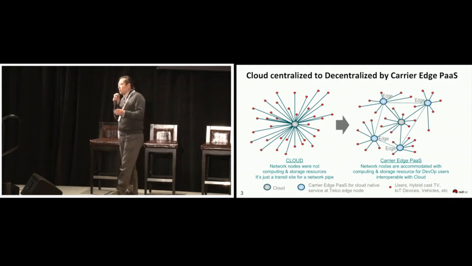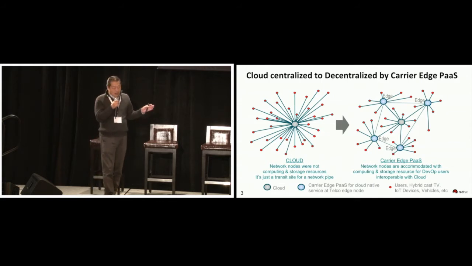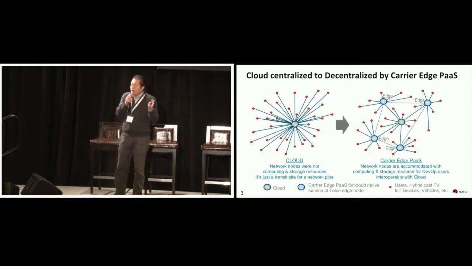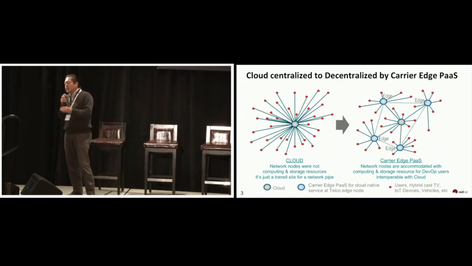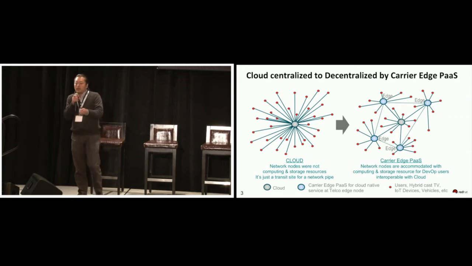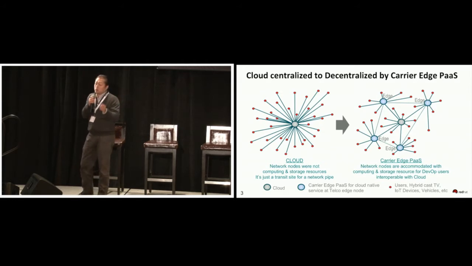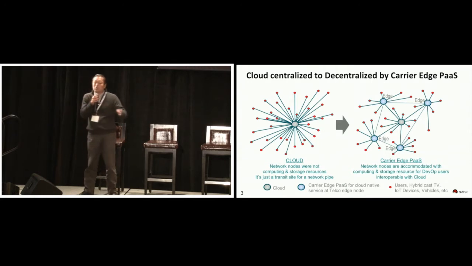Content delivery network is a classic example for the cloud edge, as you might know. And hybrid cast TV is a potential use case. You'll be able to add the HTML5 format from the telco edge node to the hybrid cast TV that will receive the 4K broadcast stream along with the local service provider's data.